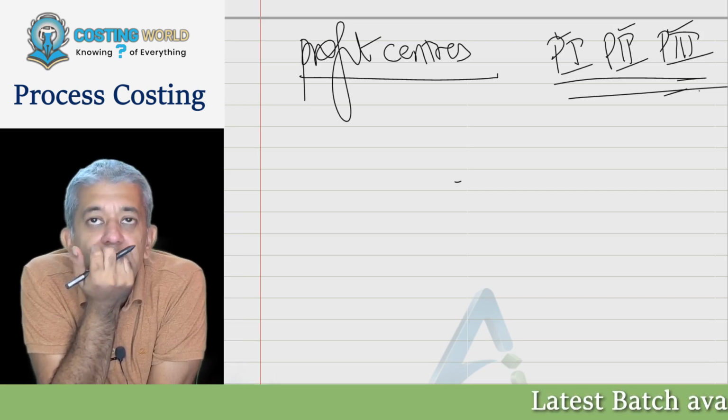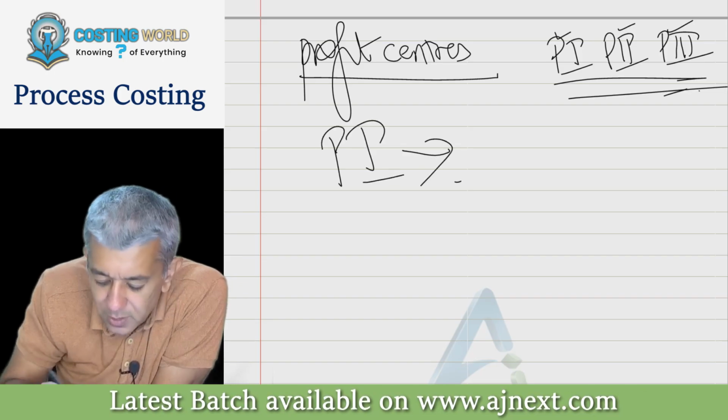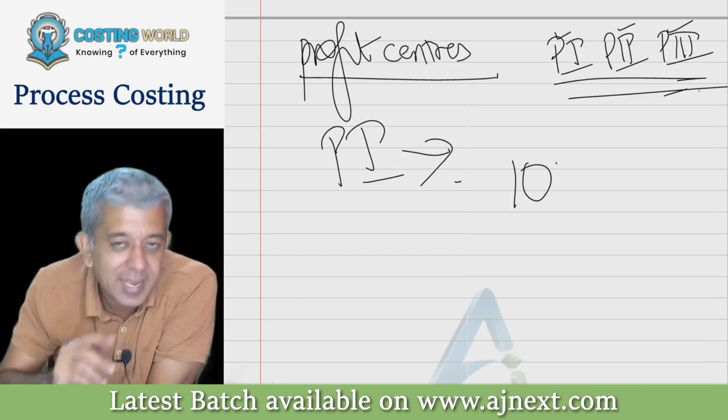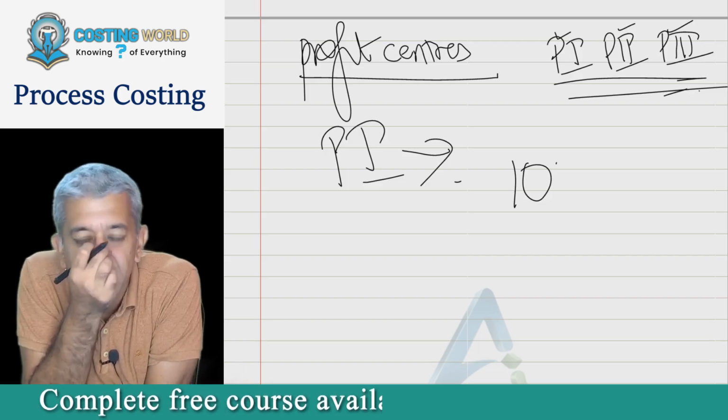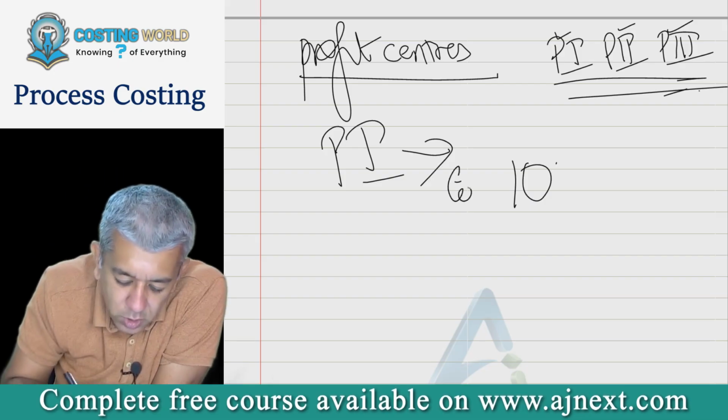Revenue and cost. Now, process one manager. Suppose he produced the product at 10. He produced the product, it cost him 10. So this is his cost.